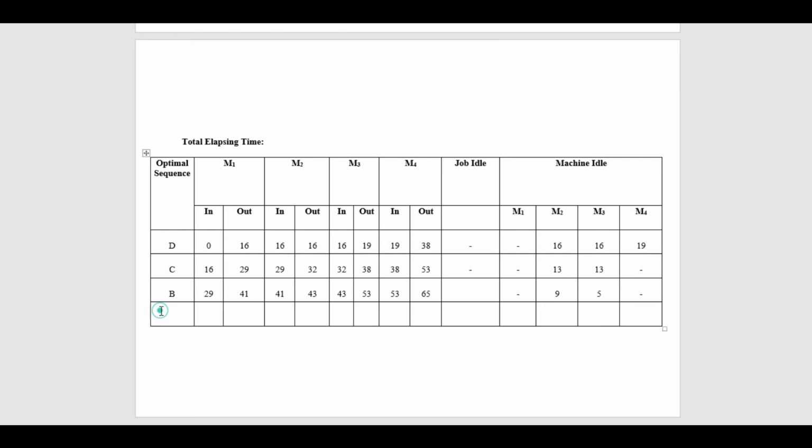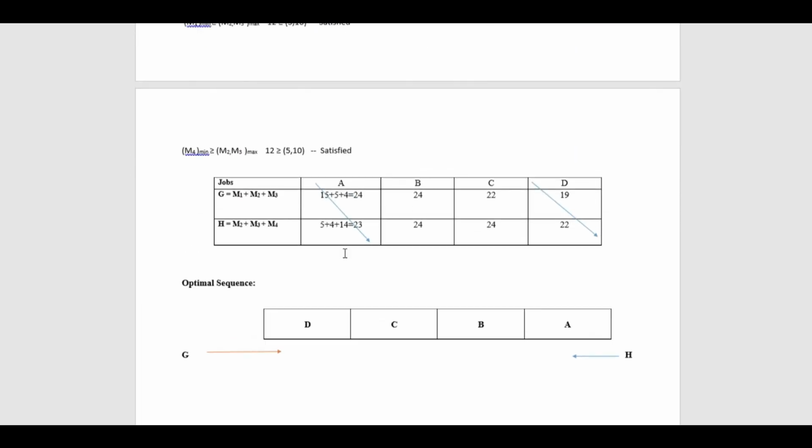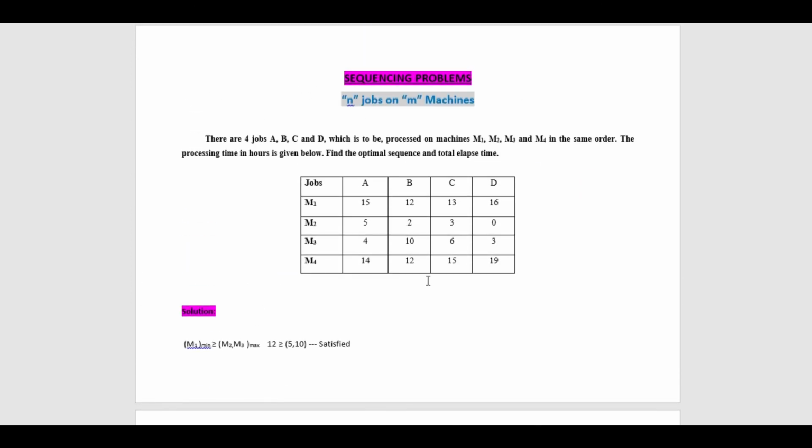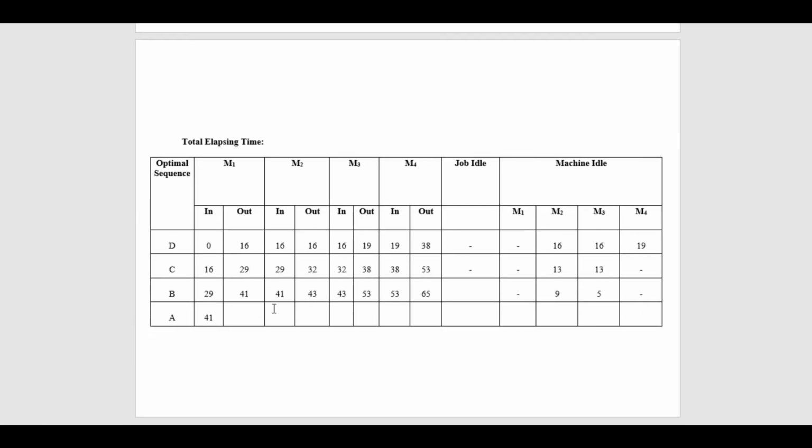Okay, and finally we have job A. The job A in time into machine 1 will be the 41st minute, 41st hour. Sorry, all the times are in hours. Sometimes I may read it out as minutes. The processing time for A in machine 1 will be 15. So 15 plus 41 will be 56.